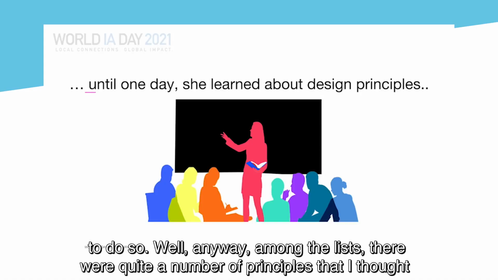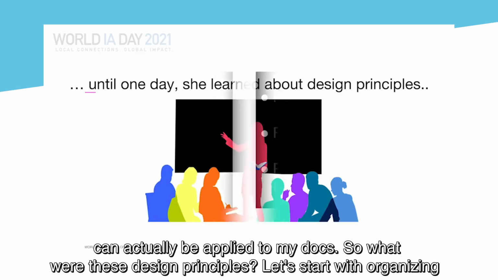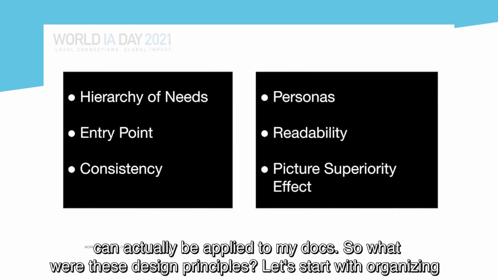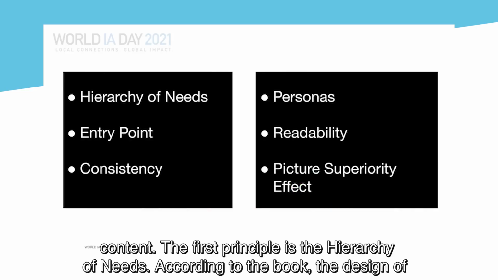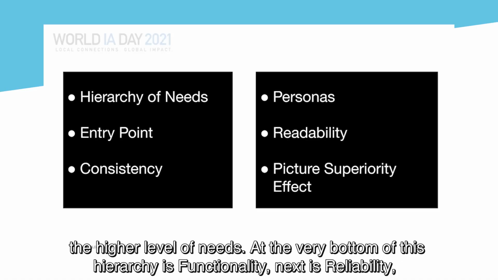Well, anyway, among the list, there were quite a number of principles that I thought can actually be applied to my docs. And so, what were these principles? So let's start with organizing content. So the first principle is the hierarchy of needs. According to the book, the design of the product must meet the very basic needs or the lowest level needs of the users before you address the higher level needs.